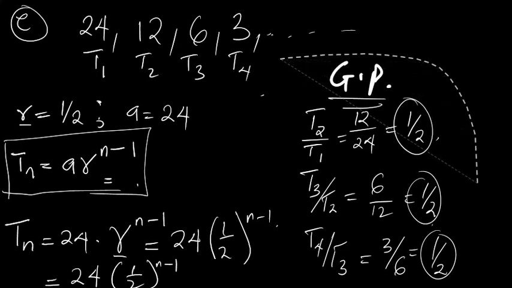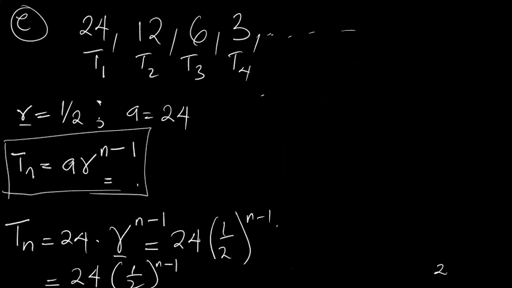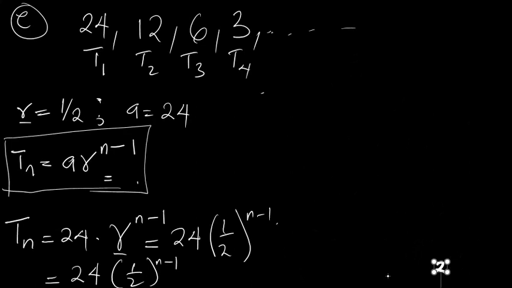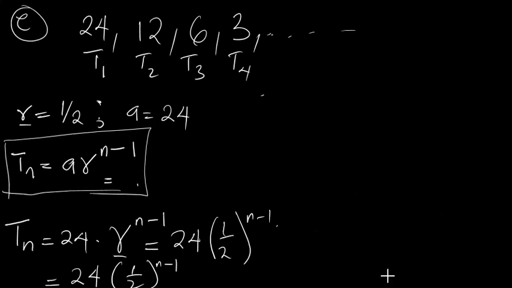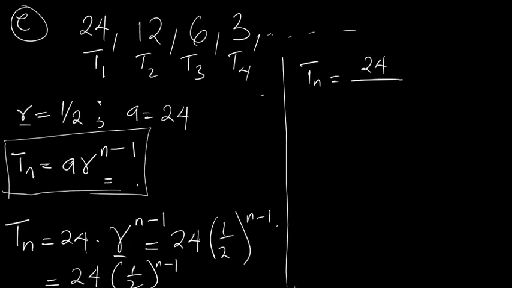So let's clean here now. Yes, the nth term will now be 24 divided by 2 to the power n minus 1. So this can also be said to be 24 times 2 to the power n times 2 to the power minus 1.